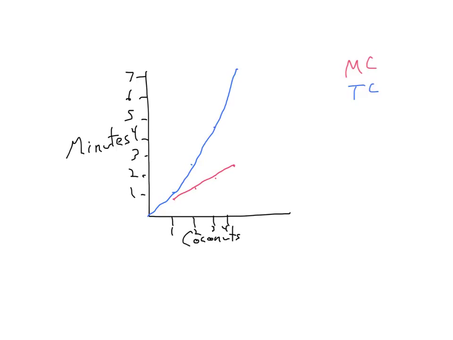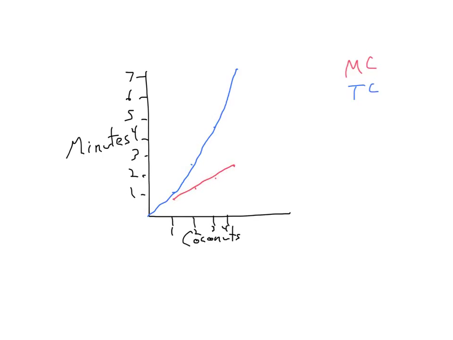Now, if I graphed out the total cost in blue of the coconuts in terms of minutes, the first one cost 1, 2 coconuts cost 2.5 total, 3 total coconuts cost 4.5 total, and 4 total coconuts cost 7 total minutes. Notice that it has a slight upward curve. And that's because marginal cost, according to the law of increasing costs, is always increasing.